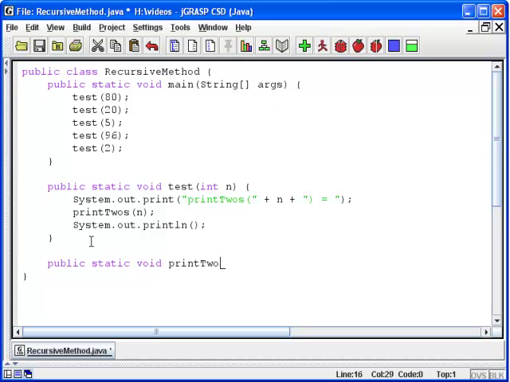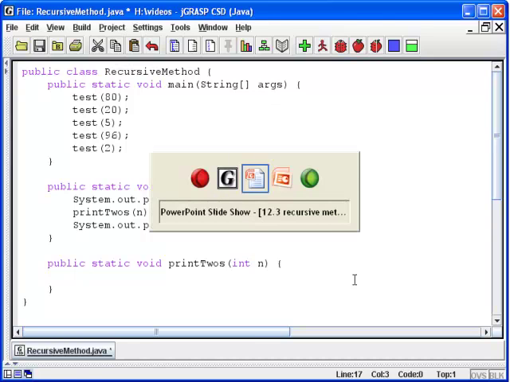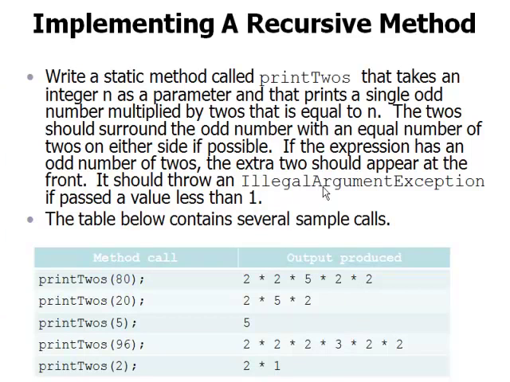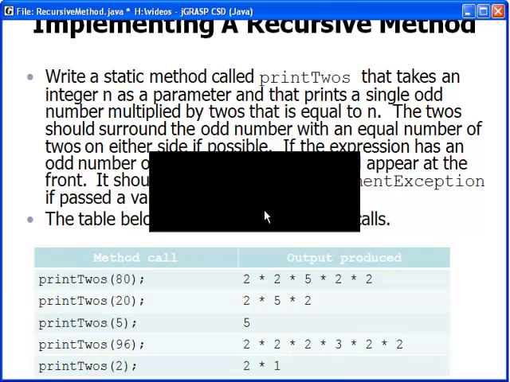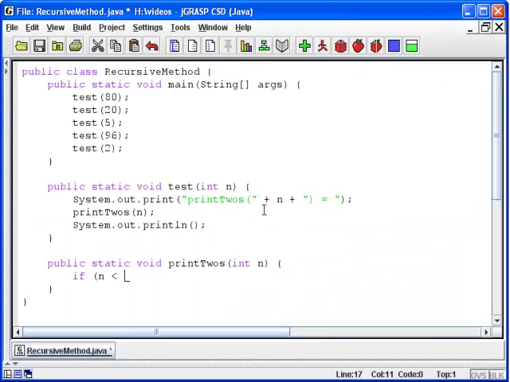So we want to write print2s taking an integer value n. Our task is to fill in the various cases here for printing 2's. The easiest thing to do is to get that special case that involved throwing an exception. It said throw an illegal argument exception if passed a value less than 1. So let's do that as the first thing. If n is less than 1, then we'll throw a new illegal argument exception. That'll take care of that case.